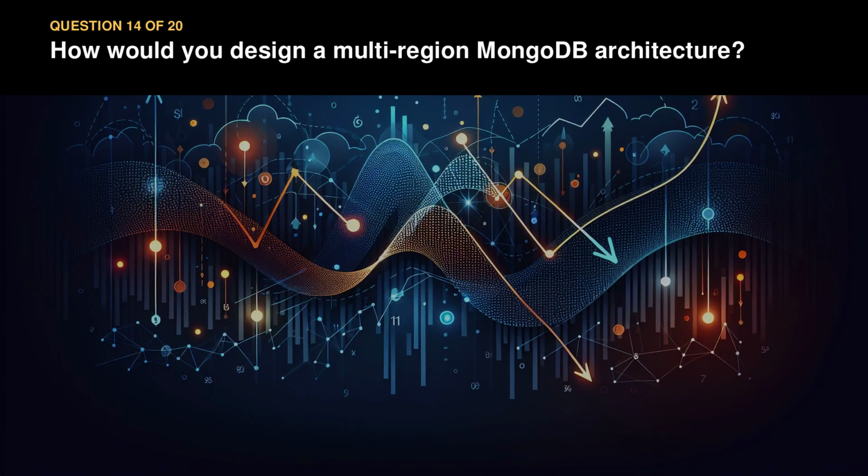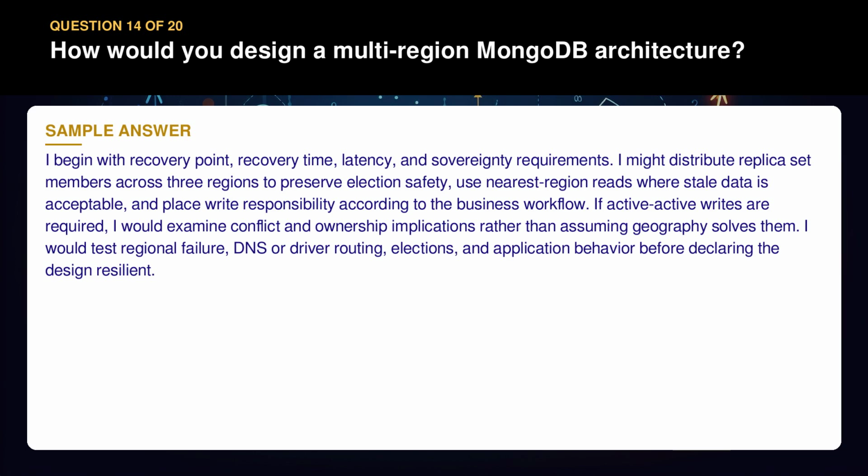Question 14. How would you design a multi-region MongoDB architecture? I begin with recovery point, recovery time, latency, and sovereignty requirements. I might distribute replica set members across 3 regions to preserve election safety, use nearest region reads where stale data is acceptable, and place write responsibility according to the business workflow. If active writes are required, I would examine conflict and ownership implications rather than assuming geography solves them.